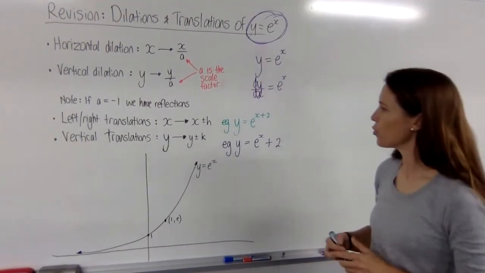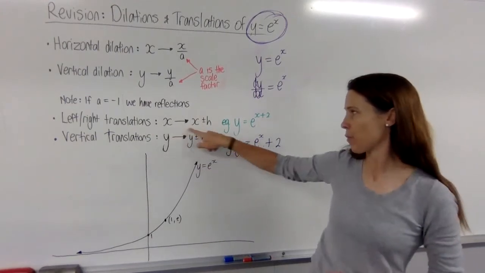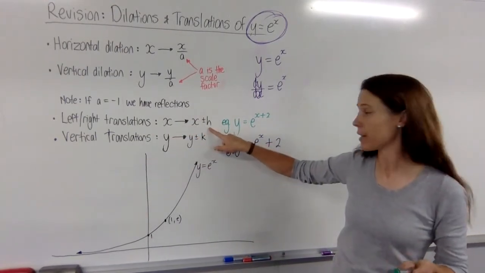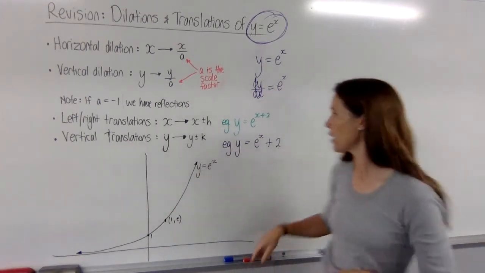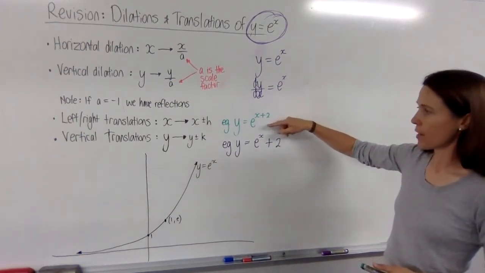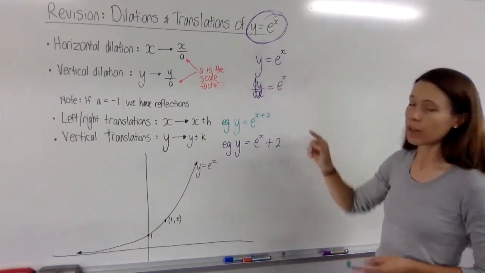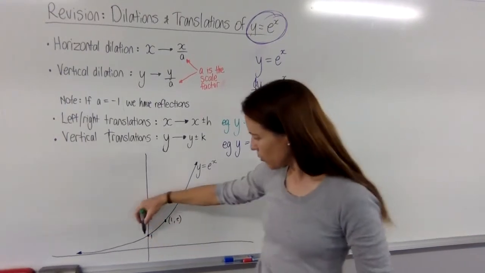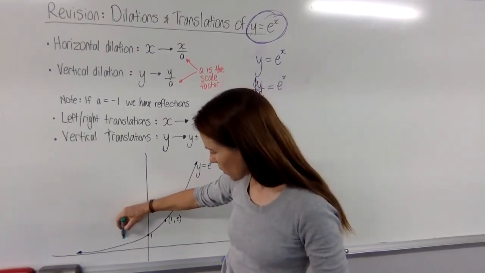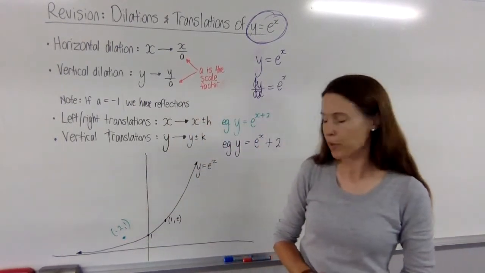Now let's have a go at moving the curve left or right. To do that, x needs to have been replaced with x plus or minus something. And remember, plus moves us left and minus moves us right. So in this example, y is equal to e to the power of x plus 2, that moves our original curve left 2 units. So take your known point here and move it across 2 units. So instead of being 0, 1, it will be minus 2, 1. That gives us a new known point.